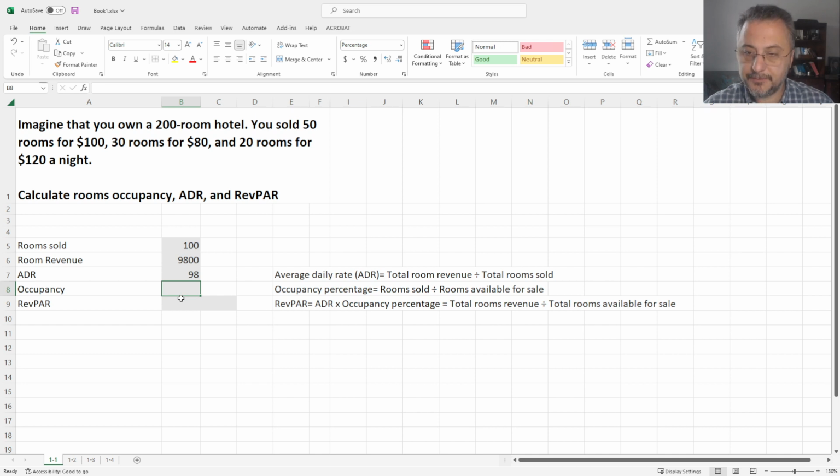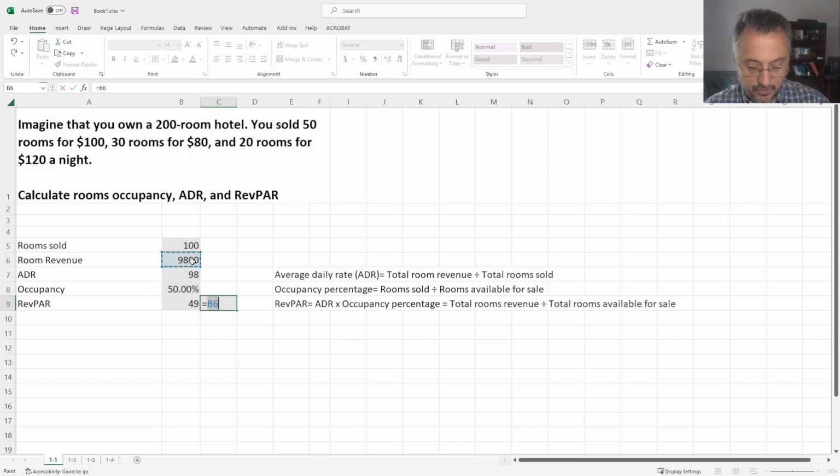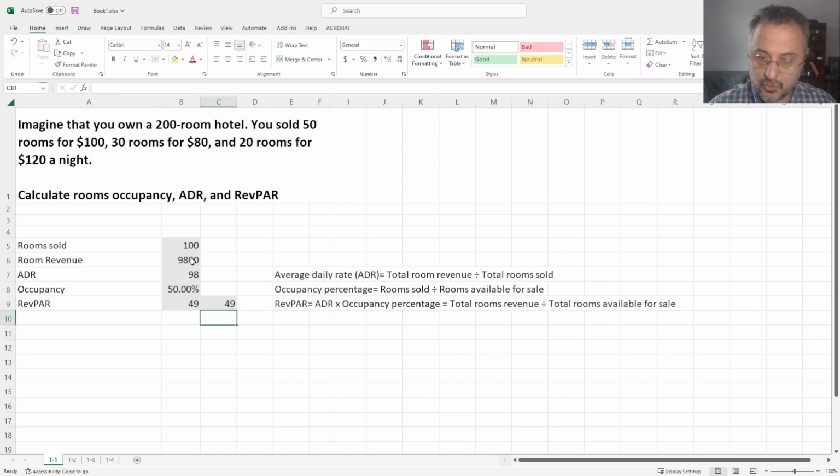For the occupancy, we get how many rooms sold divided by how many rooms available, which is 200. So 50%. Now, revenue per available room could be calculated in two different ways. The first method is multiplying ADR times occupancy, which is 49. And another method is getting the total room revenue divided by total rooms available. Once again, do not forget that RevPAR is per available room, which is the same as 49.